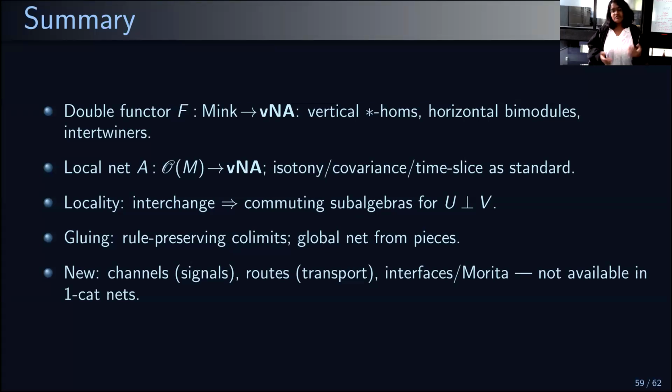So summary of what I've discussed thus far is that there's this double functor that goes from the double category of Minkowski spaces to the double category of von Neumann algebras. And I described exactly what that functor does and exactly what a local net is. That's basically taking a specific portion of spacetime and studying the von Neumann algebras linked to it. Also what locality does, which is seeing that two different spacetimes can exist without contradicting each other, and gluing, which is putting two spacetimes that have nothing to do with each other together. So yeah, that's basically what I've talked about.